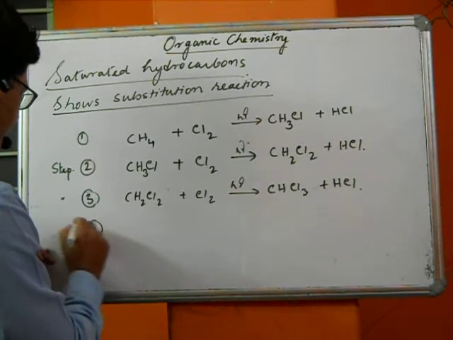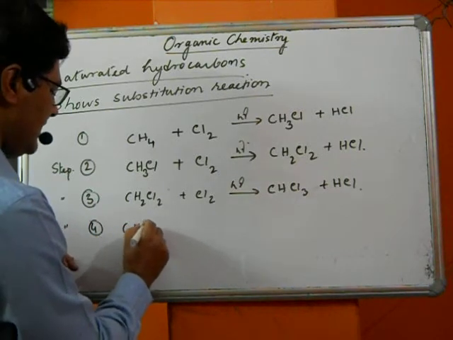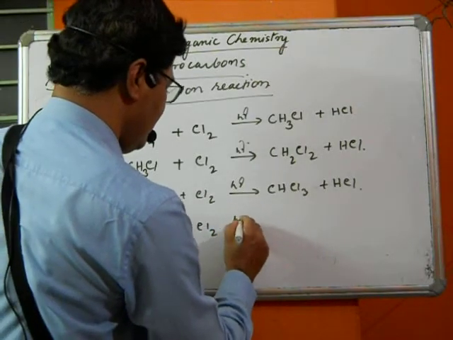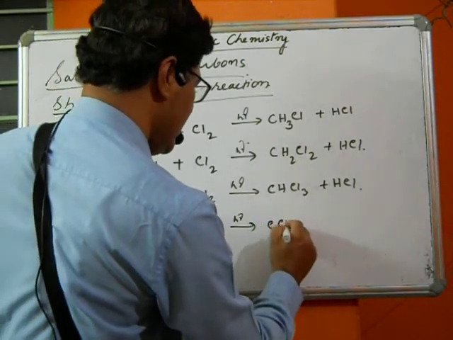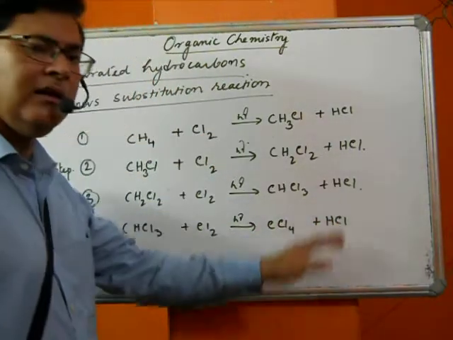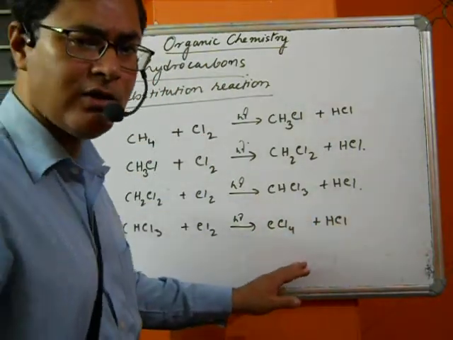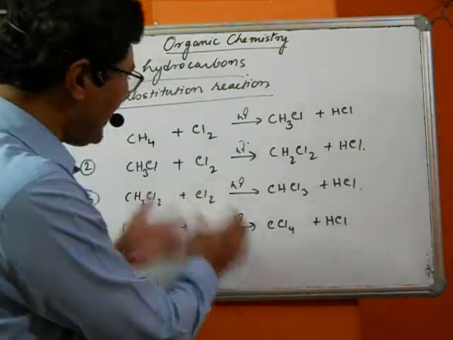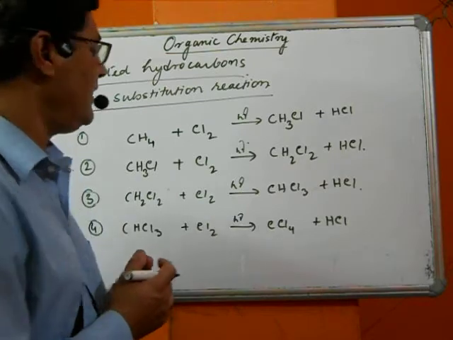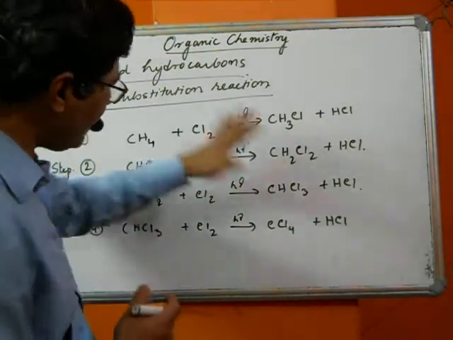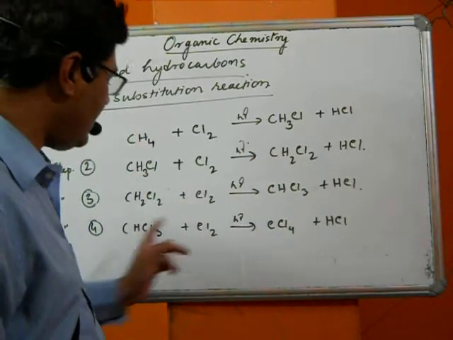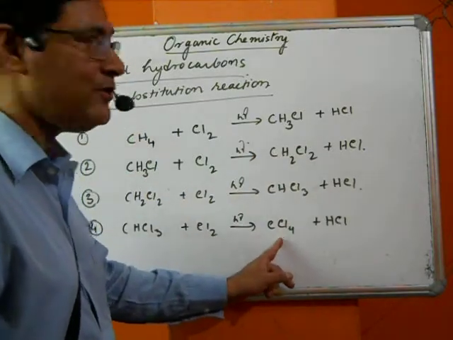Fourth step: CHCl3 further reacts with Cl2 to give CCl4 plus HCl. Now, you don't have to learn all these things. If you know the mechanism of action, it becomes very easy for you to do the reactions. Now let's see how it takes place. This is the overall reaction. The reaction does not stop here. It carries on and on until all the hydrogens are substituted.